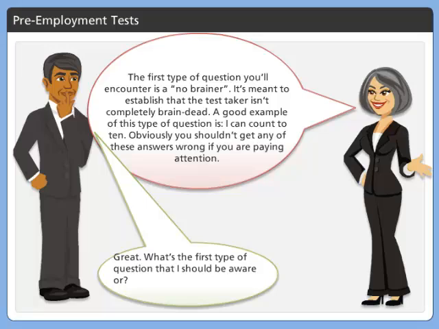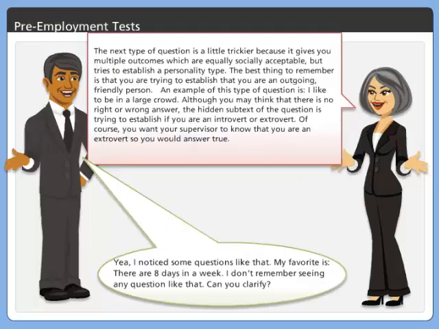The first type of question you'll encounter is a no-brainer. It's meant to establish that the test taker isn't completely brain dead. A good example of this type of question is, I can count to 10. Obviously, you shouldn't get any of these answers wrong if you are paying attention. Yeah, I noticed some questions like that. My favorite is, there are 8 days in a week.